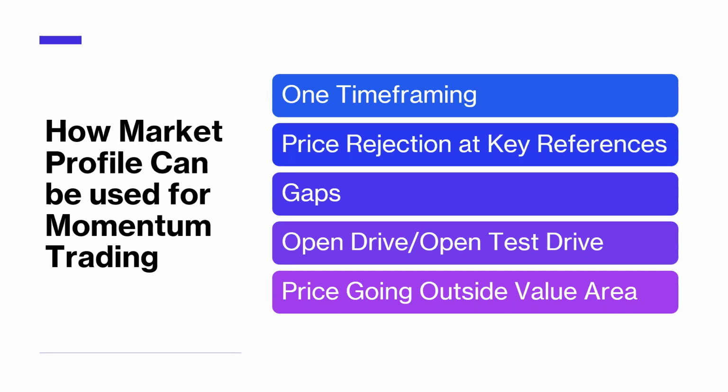In market profile, we can spot momentum using one time framing. Maybe if price is rejecting around key reference levels, gaps, open drive, open test drive, price going outside the value area. So there are a lot of places where we can understand where the momentum is happening. We cannot measure the momentum, but we can see the momentum. We can realize the momentum.